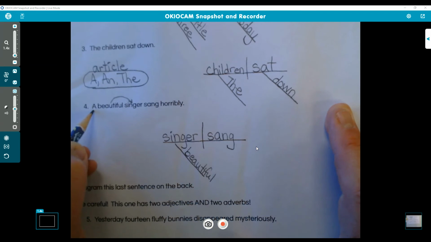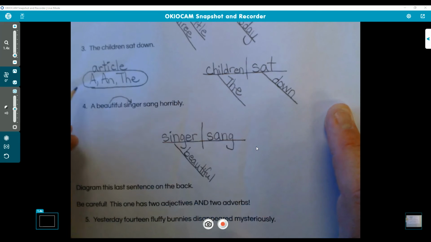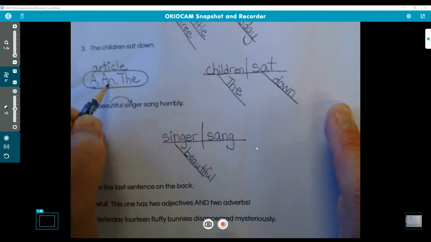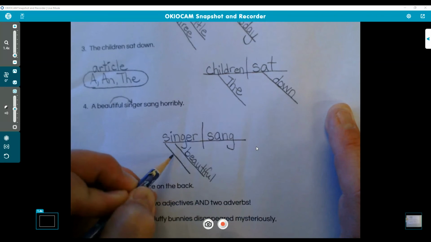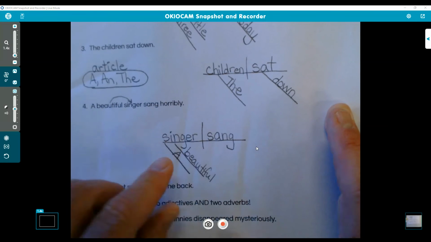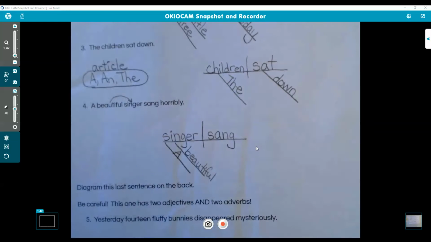How about a? Right, remember what I just told you up here. A and the are articles that are noun markers, right? Telling you a noun is coming. So it's going to diagram under the noun that's coming in the sentence. So a beautiful singer sang. Sang how?